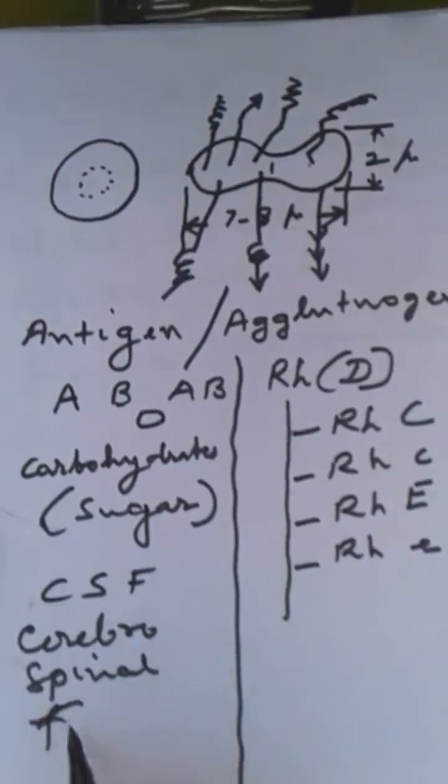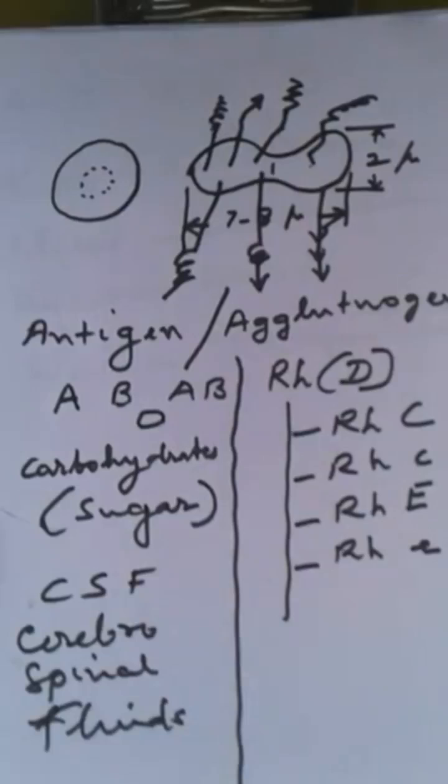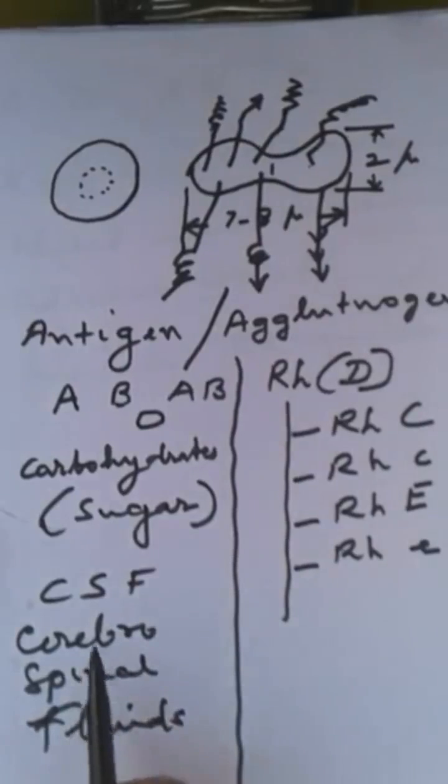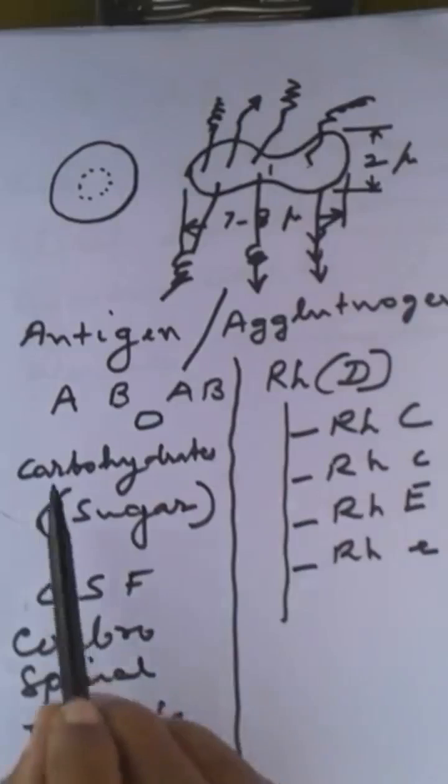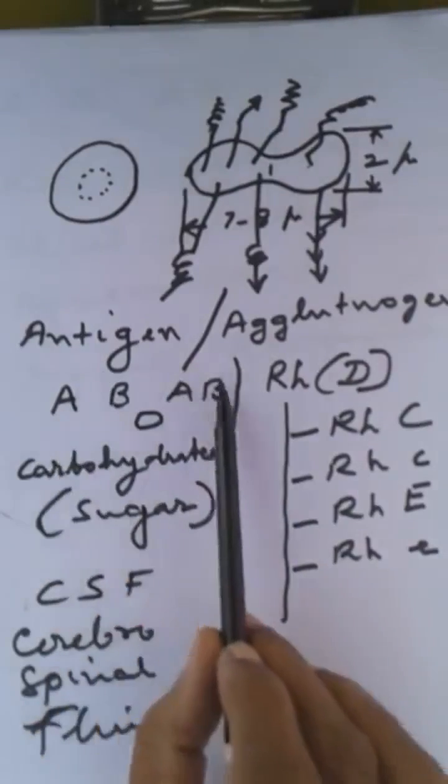You know, the cerebrospinal fluid is coming from the brain. There are 4 ventricles from where it is produced, and it is coming down to cover our spinal cord. These details I will explain when that subject comes in another video. Anyway, keep in mind, carbohydrates or sugars are this group, the ABO group.